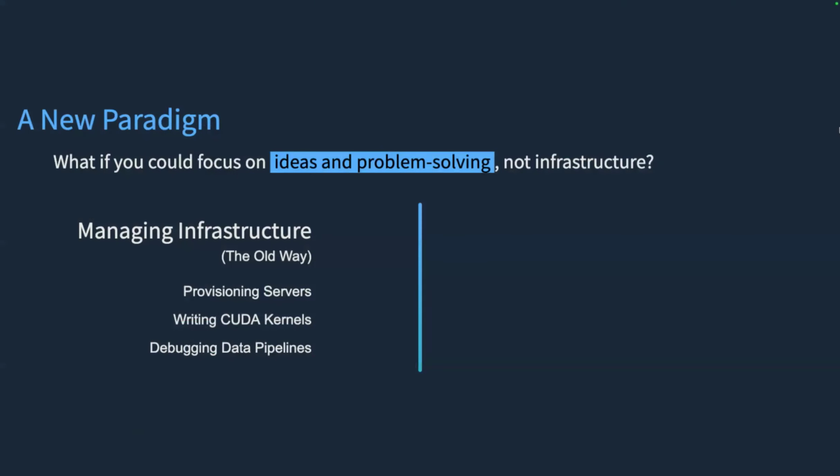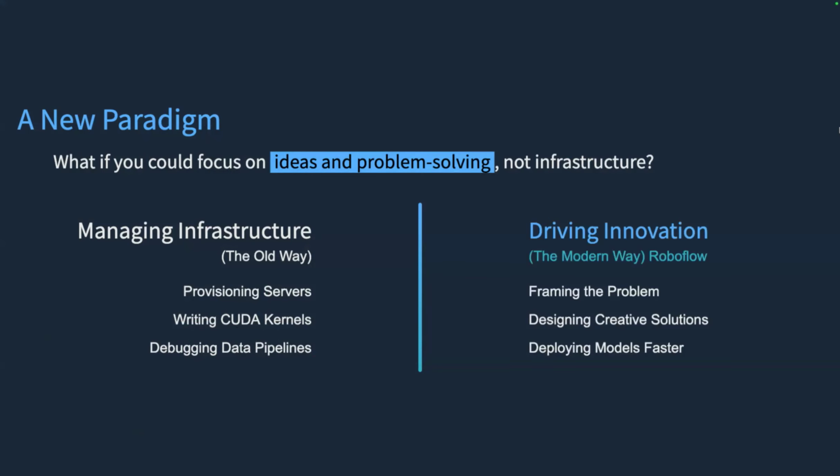And it's very difficult because you need servers to train your model. First of all, you need to write your kernels, which is the training pipeline. I don't even know how to do that. Then debugging data pipelines. Once you get an error, you need to debug it, right? You don't want to do that. We hate debugging. But with innovation, we can just find the problem, design creative solutions, and deploy models faster, which is what we're going to learn how to do here.